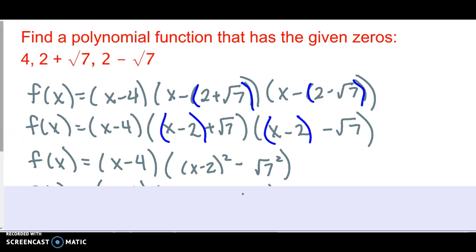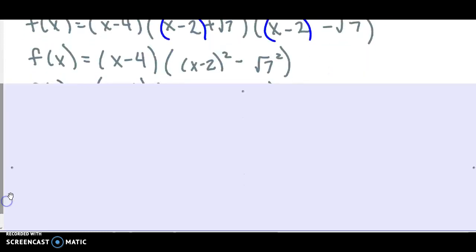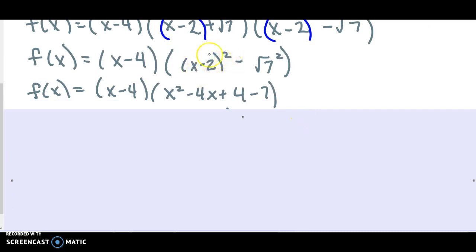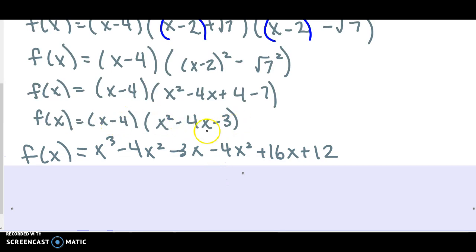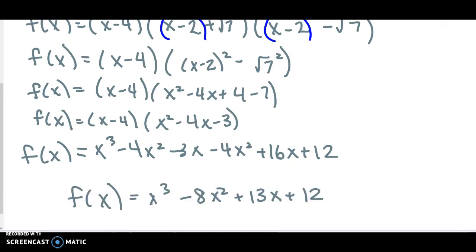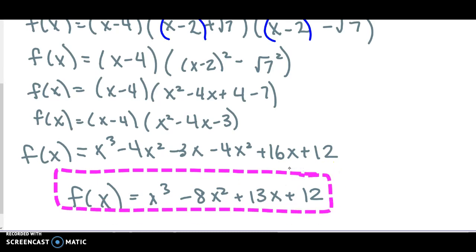Okay, so let's check it out here. Once I multiply this out, x minus 2 squared, I get x squared minus 4x plus 4, and then minus 7 from here. I combine like terms, and then I'm going to multiply these two together, which seems like a doozy, and honestly it is. Then my final step to get my answer would be to combine like terms. So this would be my final solution. It has those three zeros that we stated in the directions.